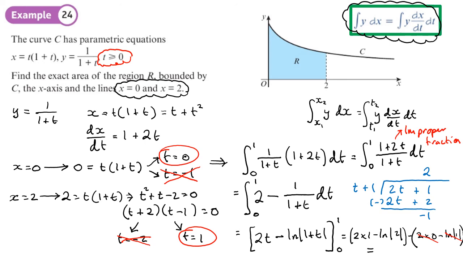So you basically just end up with 2 minus log 2. There's our exact answer. We don't need the modulus sign anymore because 2 is positive. So there we go, 2 minus log 2 is that exact area. Right, so exercise 11H you can now do on pages 315 to 317.